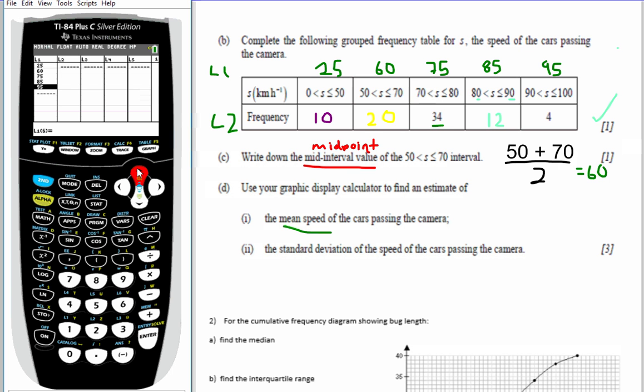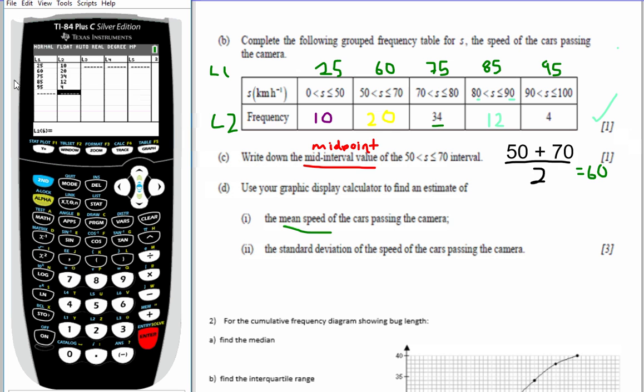And then now we enter the frequencies: 10, 20. These are the coloured ones, 34, and 12, which I've got in blue on my table, and 4. Really easy to type in a wrong number, so you should check them over now. So let's check. 25, 60, 75, 85, 95. Yep, that matches this. 10, 20, 34, 12, 4. That matches that, good.